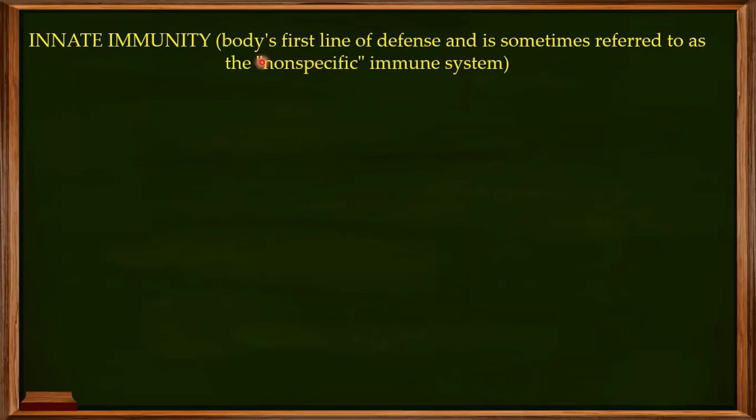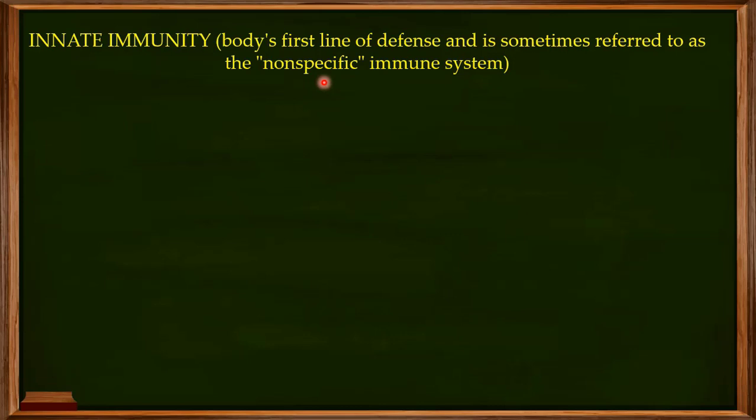Now this innate immunity is the body's first line of defense, and it is sometimes referred to as the non-specific immune system. The reason is that the response of the innate immune system is the same to all of the pathogens. Therefore, this is known as the non-specific immune system.